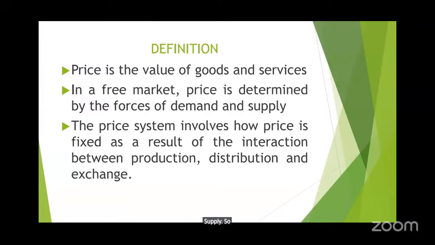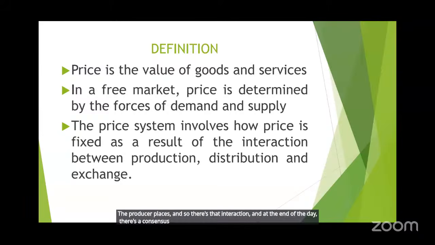So it's just what I have talked about, the interaction. So the interaction takes place, and the price system involves all that takes place on how price is fixed. It depends on what has been produced, what has been distributed, what is available for exchange, the value the consumer places on the commodity, the value the producer places. And so there's that interaction, and at the end of the day, there's a consensus and there's an agreement. And that is what is known as the price.